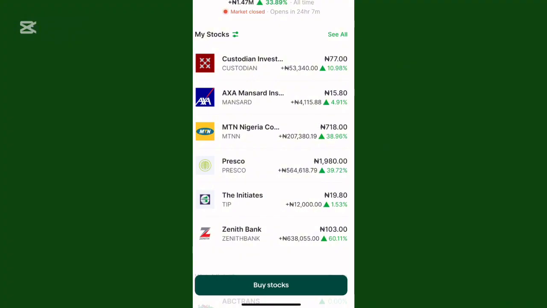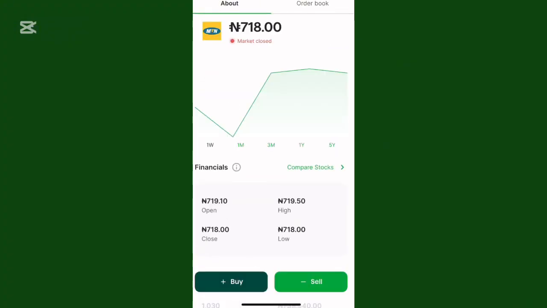So if you click a particular stock, let's say we click on MTN, using MTN as an example, you see About and you see Order Book. About simply tells you about the stock price. You can check the stock performance over the last years, 1 month. If you click on 1 month, it will show you; because the market is closed, that is why you cannot see the data, but it will show you the percentage. 3 months, how it has gone, 1 year, 5 years.